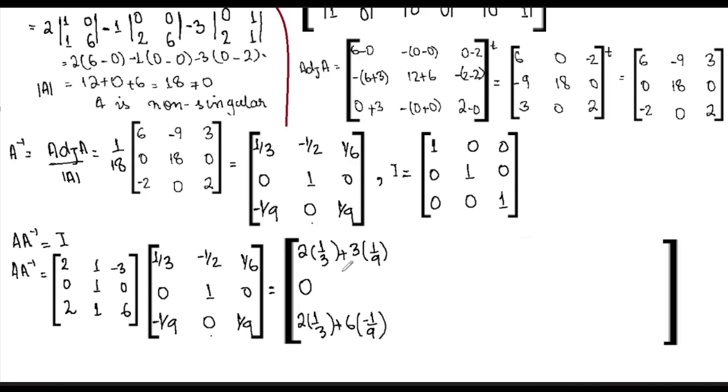For this entry, this is the first row and the second column. So we are going to multiply this first row with the second column.